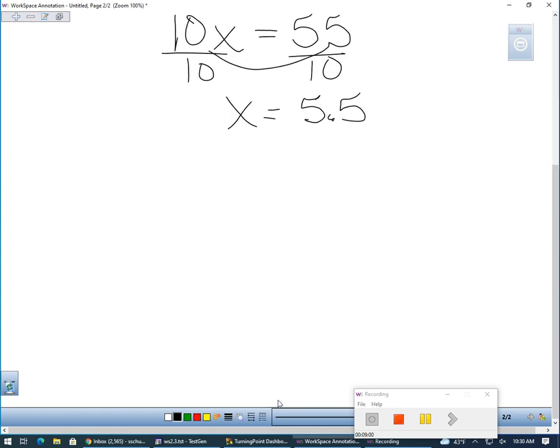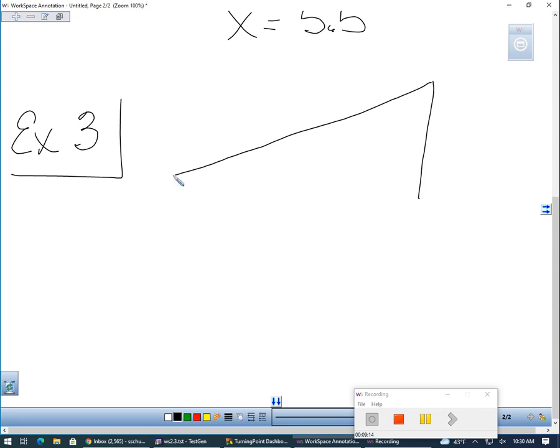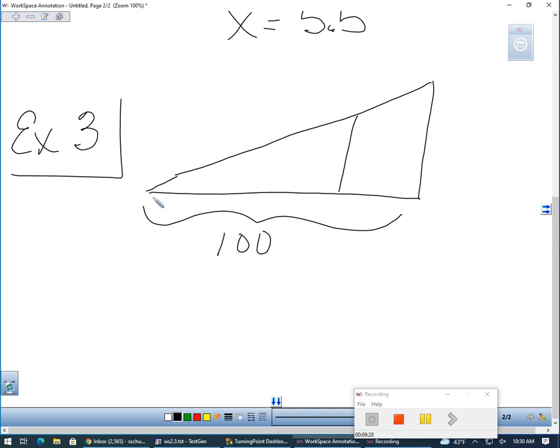All right, let's try example number 3. Again, I want to find the missing side. So this time, let's say I have this triangle, and I have a similar triangle on the inside. Maybe the whole length of the big triangle is 100. And maybe the length of the smaller triangle is 75.